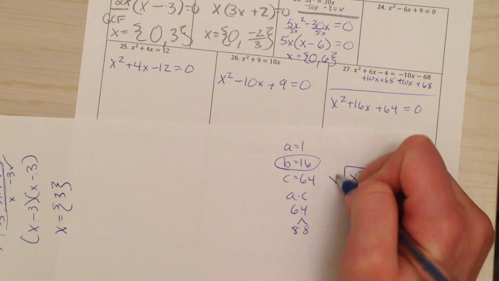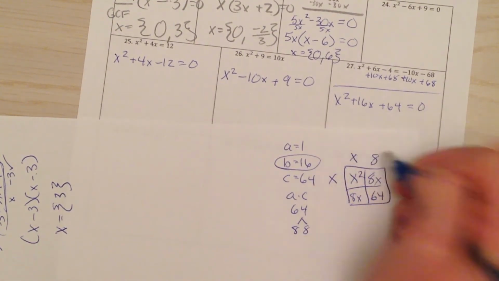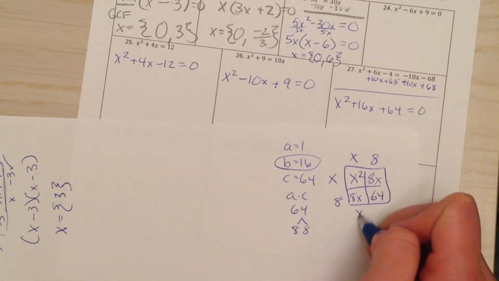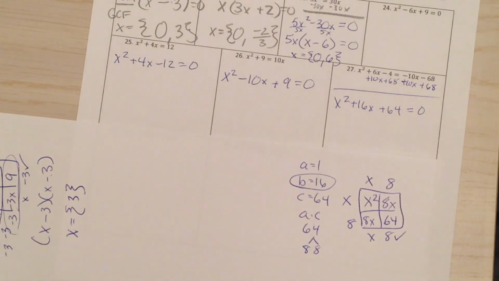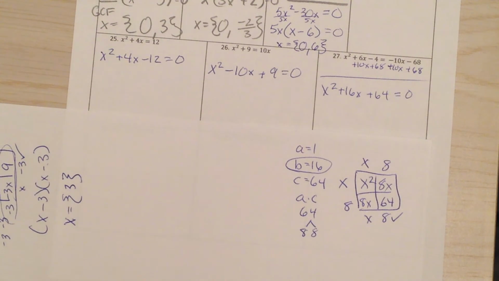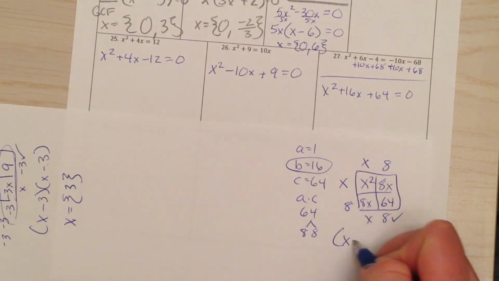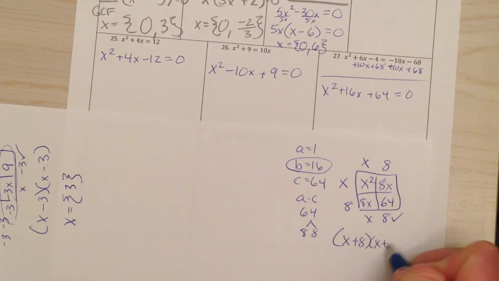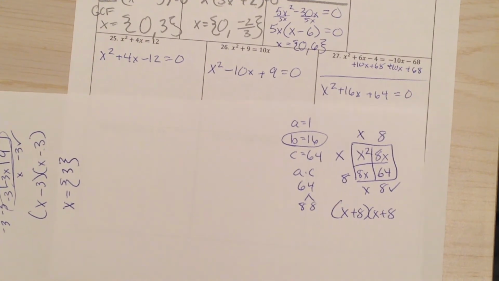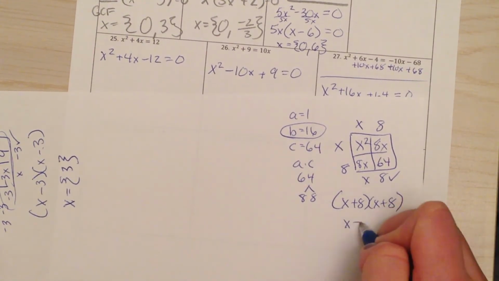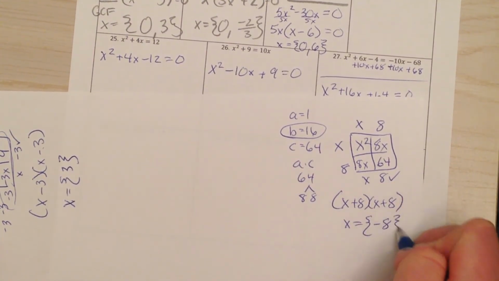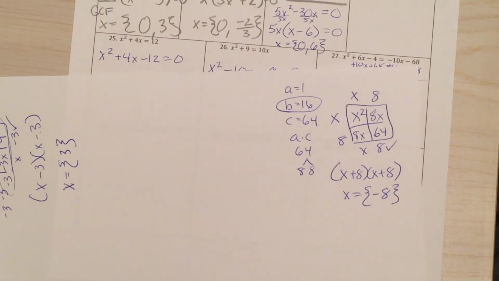So we're going to pull out the GCF to the side, get x and 8. GCF out to the side, get x and 8 again. Lots of x's and 8's here. So we're seeing the same solution. So we're getting x plus 8 and x plus 8. So our solution is, you just have to write it once, negative 8.